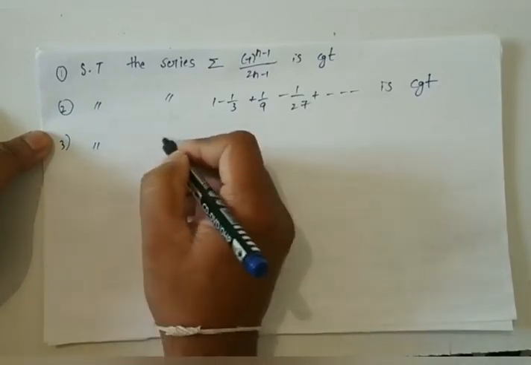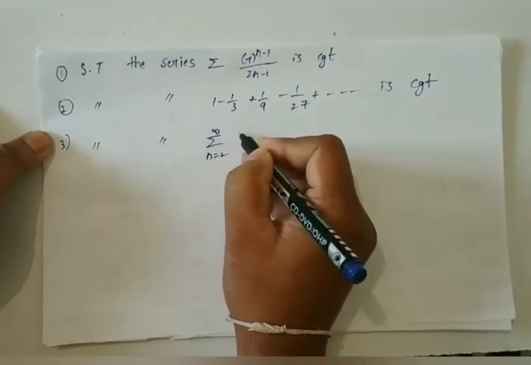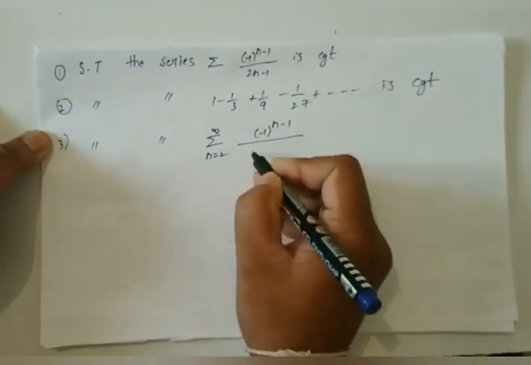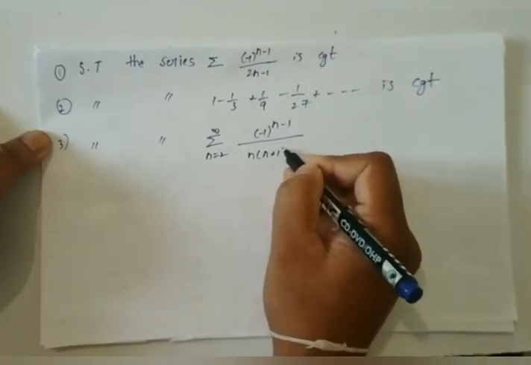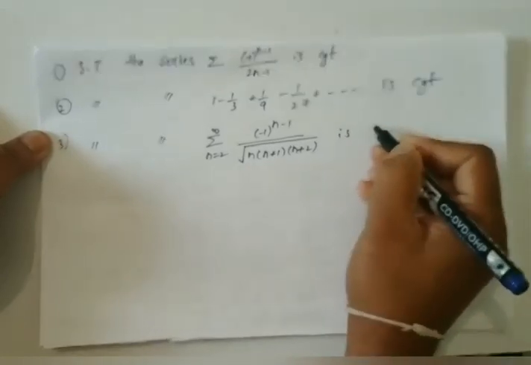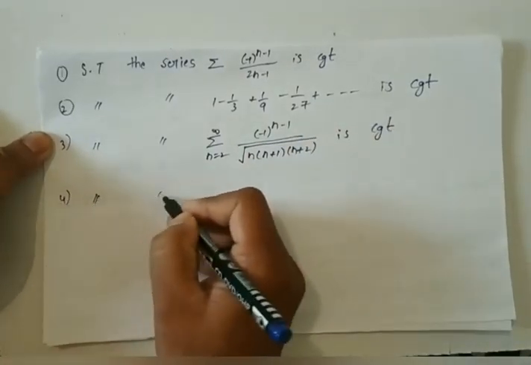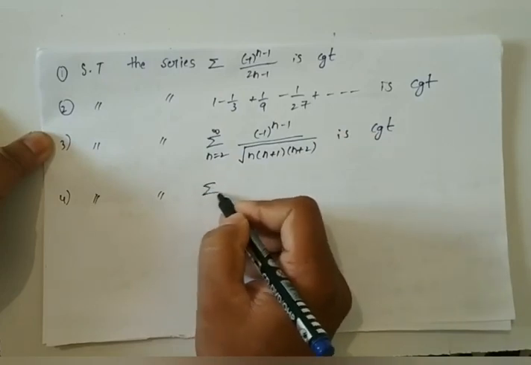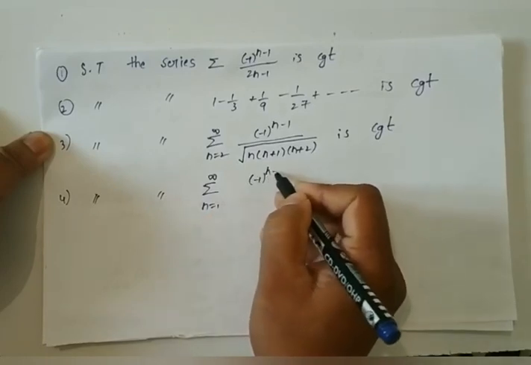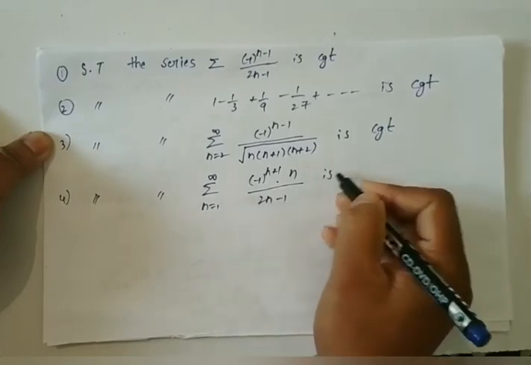Third one, show that the series summation n equal to infinity (-1)^(n-1) by under root of n into (n plus 1) (n plus 2) is also convergent. Fourth one, show that the series summation n equal to 1 to infinity (-1)^(n+1) into n by 2n minus 1 is divergent.